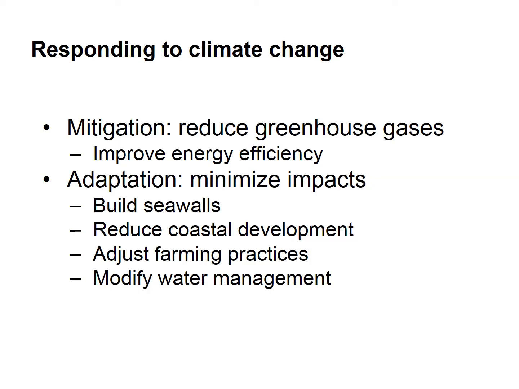All right, so how do we respond to climate change? 2 major ways: mitigation. So figuring out how to reduce greenhouse gases. So can we decrease the rate at which we're increasing? And adaptation. We accept that there's impacts. What can we do to make those impacts less? So adaptation is things like build seawalls, reduce coastal development, adjust farming practices. So maybe more drought-resistant crops, modify water management.